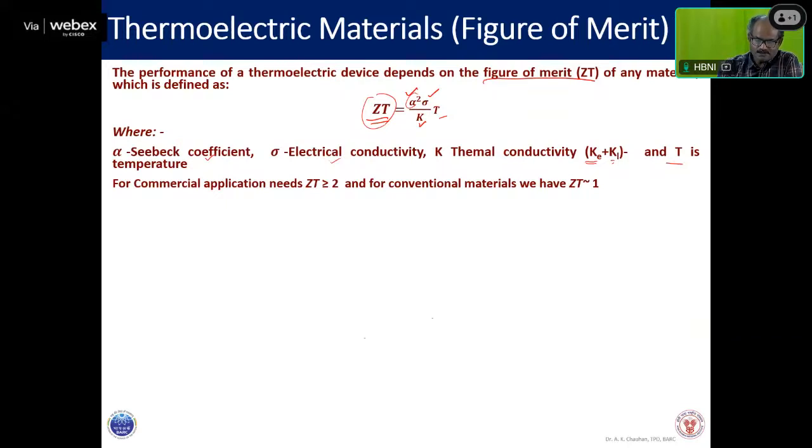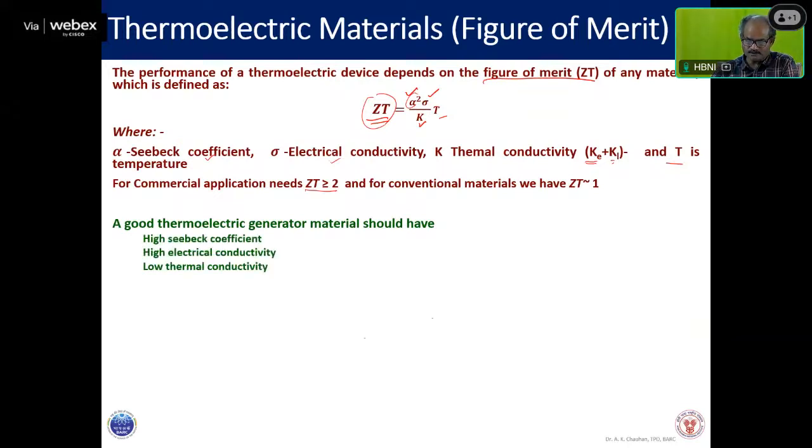For commercial applications, normally ZT should be more than 2, and the conventional thermoelectric materials have ZT of the order of 1. A good thermoelectric generator material should have as high a ZT value as possible. For that, it should have a high Seebeck coefficient, number 1. It should have high electrical conductivity, and it should have low thermal conductivity. So by this formula, we can see then ZT will be high.